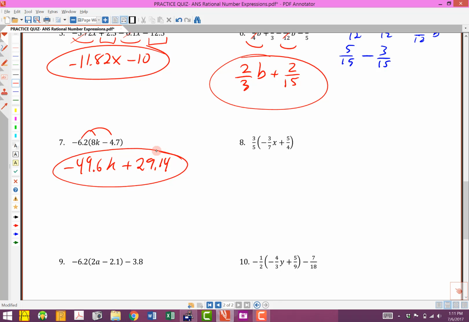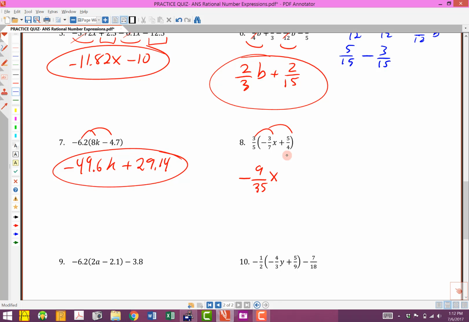Okay, got our answer there. Let's do this one. Let's see, if I distribute through, this is going to be negative, and we're going to have 9, because 3 times 3, and then on the bottom that's going to be 35. No common factors or anything like that, so we can't simplify anything.